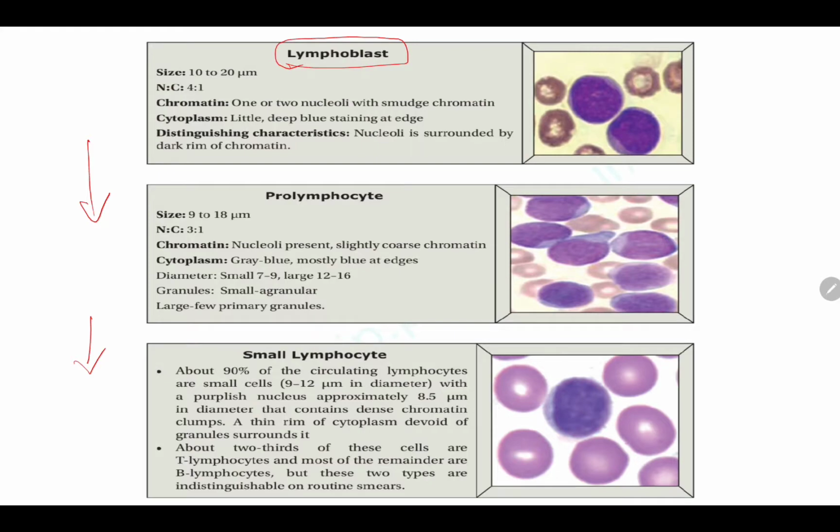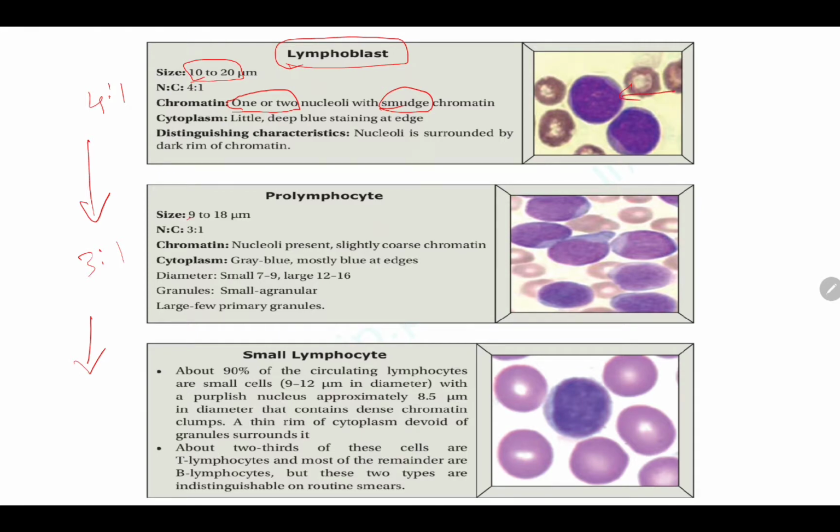Now the first cell is the lymphoblast, whose size is 10 to 20 micrometer, and the N:C ratio is decreasing downwards. This is 4:1, 3:1. This is much smaller. Now the chromatin of the lymphoblast is smudged, with 1 to 2 nucleoli. So these are the features of the lymphoblast.